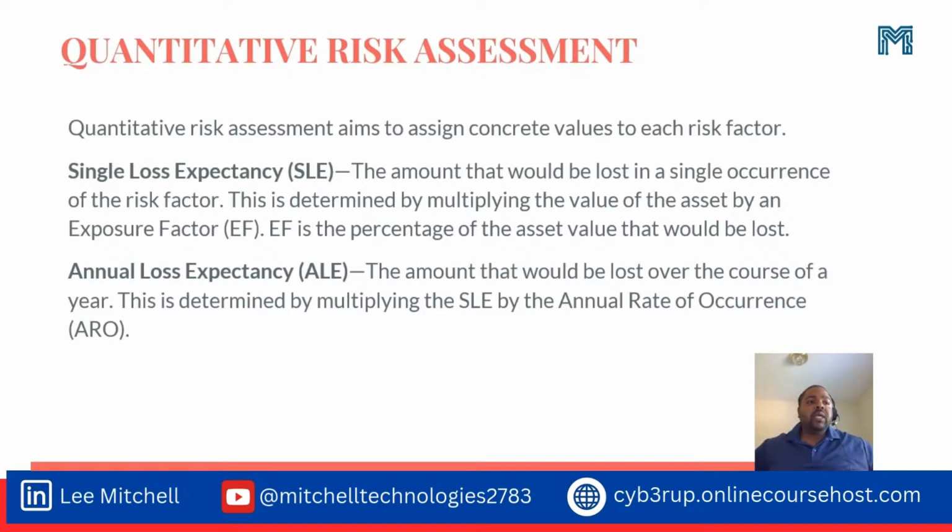So, in quantitative, we're talking about the single loss expectancy. If we have a router that goes down, what's the single loss of that, what does it cost us? How much was that router worth? And that's normally added up to be your single loss expectancy. But then, if you don't replace that router, or if a server goes down and you're not able to have that back up, what is the annual loss expectancy over a time period, over a year, factored into that loss of that system.